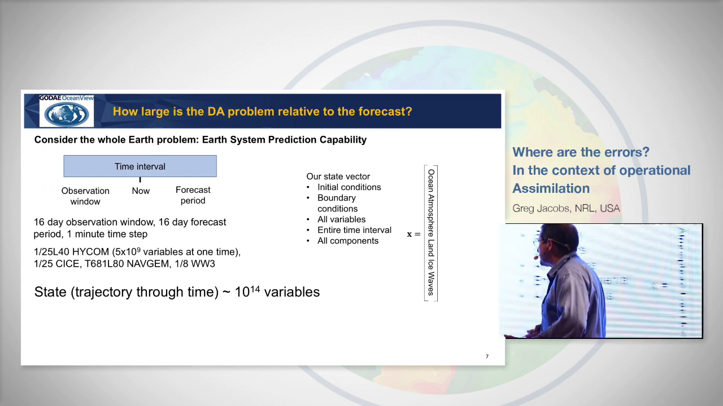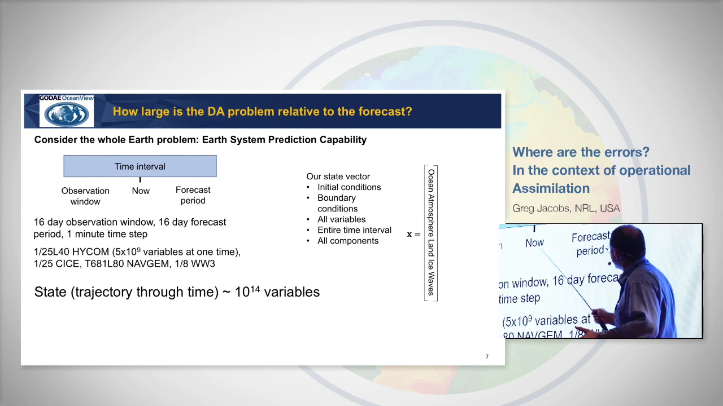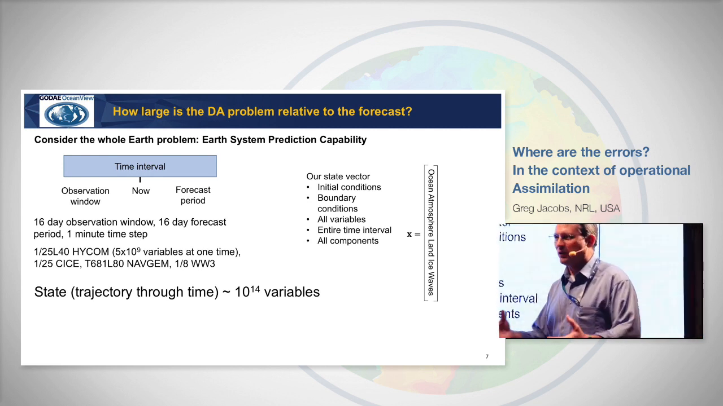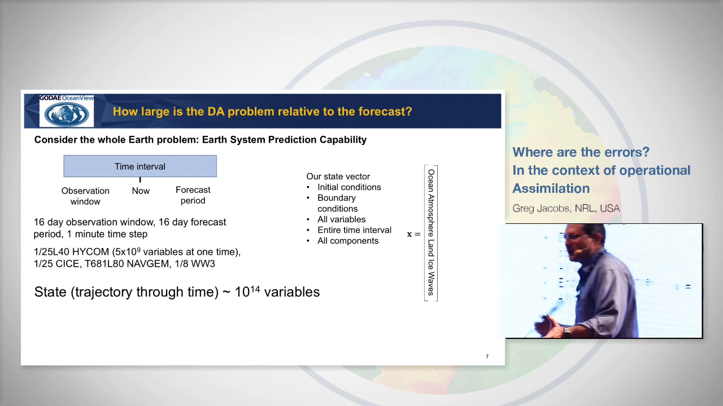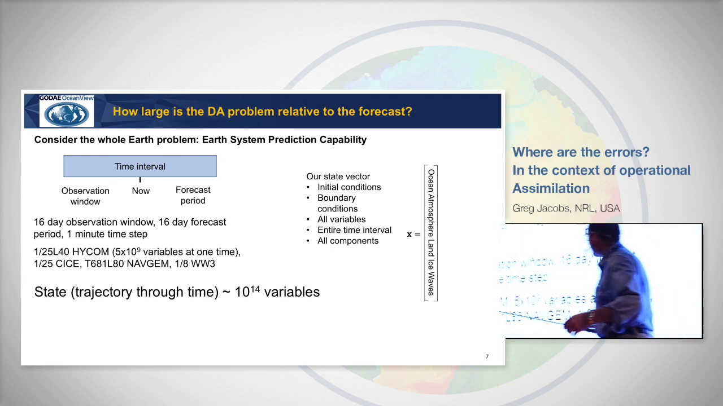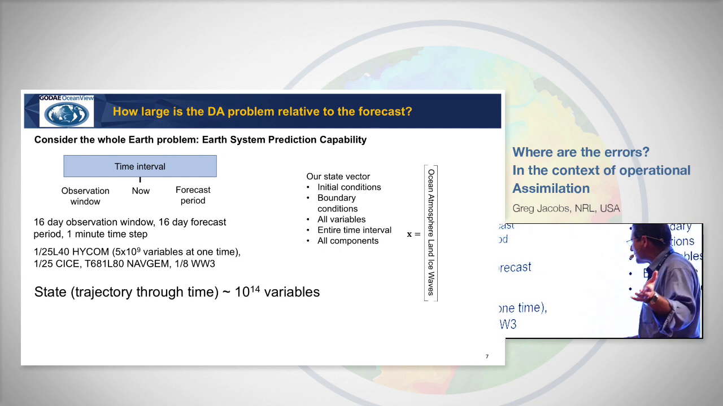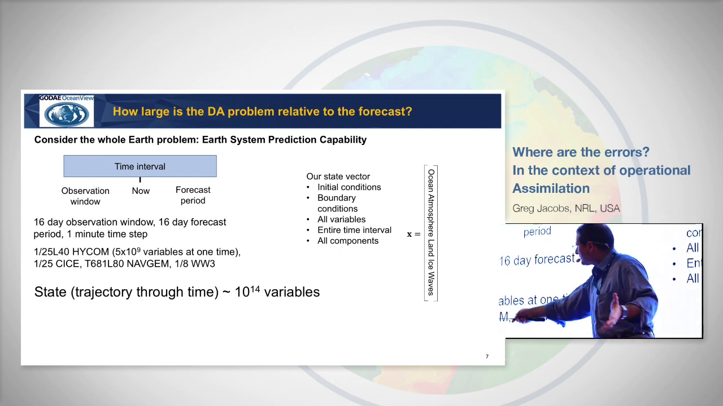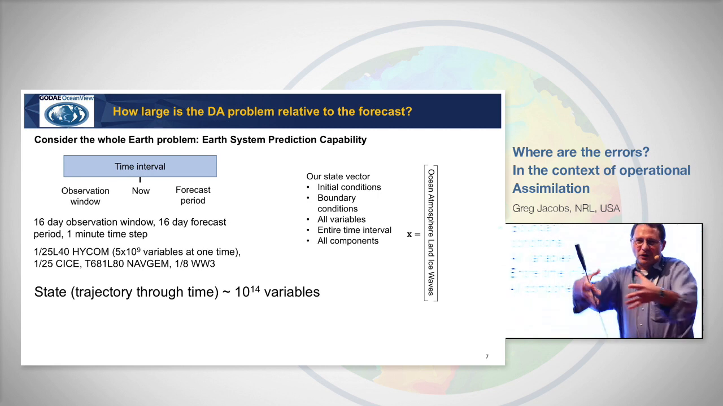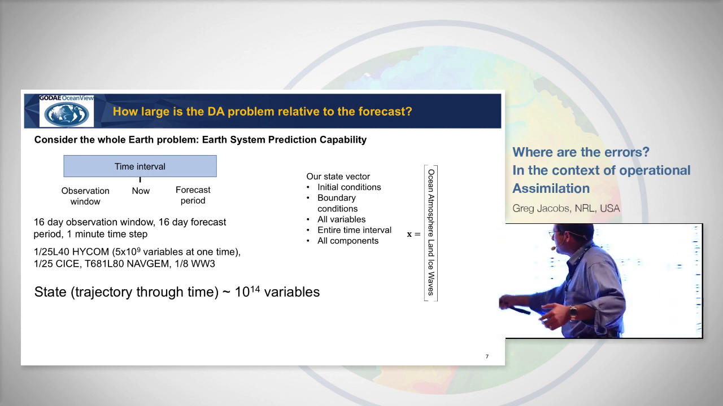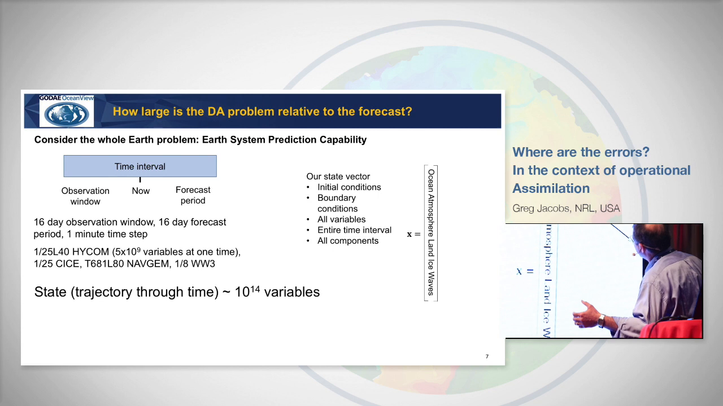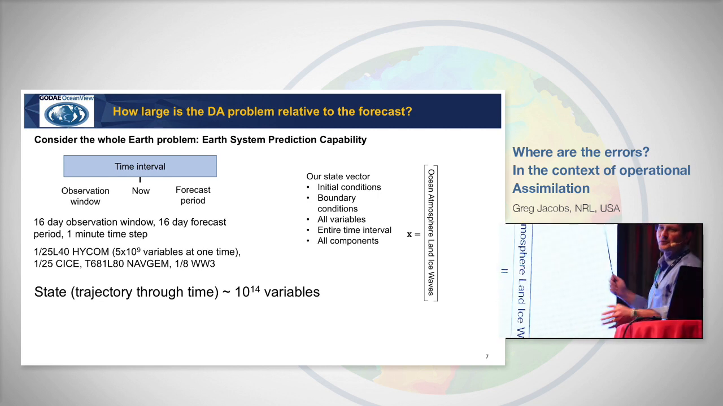So let's take, just for being concrete, a 16-day observation window and a 16-day forecast and a 1-minute time step, and let's ask how big is a whole Earth system. So we've been working on connecting together these different components, people in our group. So here's a 25th-degree horizontal resolution ocean. It has about 5 times 10 to the 9th variables at one time, with a 25th-degree ice model, a T6180 atmosphere, and an 8th-degree wave model, all coupled together. If I look at a 1-minute time step over this 16-day forecast with these systems, there's about 10 to the 14th variables. So this one vector with the ocean, atmosphere, land, ice, and waves is 10 to the 14th long.